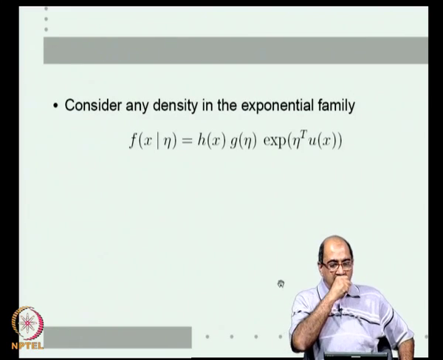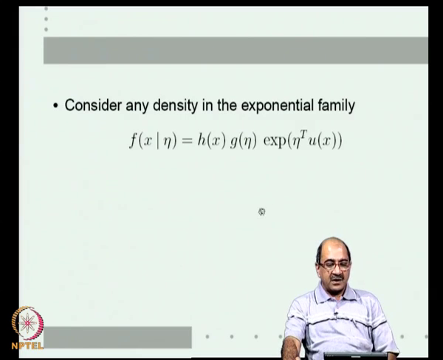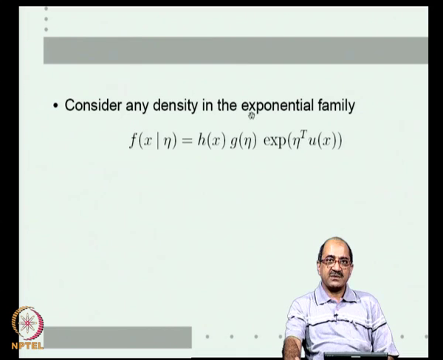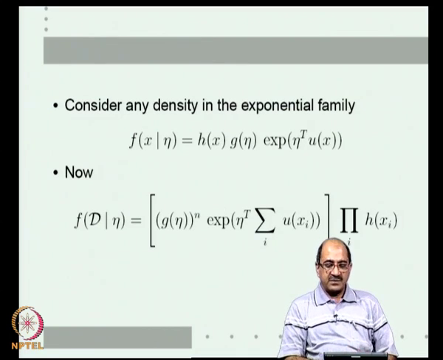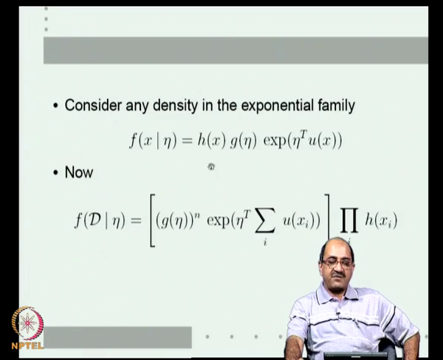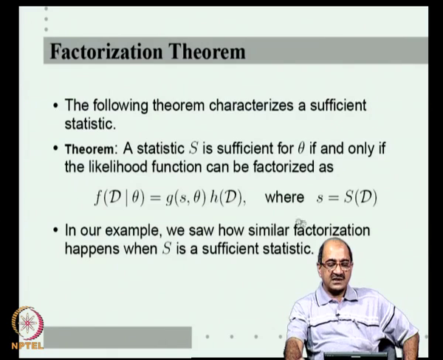Okay. Now, we will see how it enters in the exponential family. This is the density model for any member of the exponential family. So, if I now take the likelihood, that is the product of p(xi given eta) for i equal to 1 to n, I get g(eta) to the power n times exponential of eta transpose summation u(xi), this is one factor, and product over i of h(xi), this is another factor. It is exactly in this form, g(s, theta) into h(D).